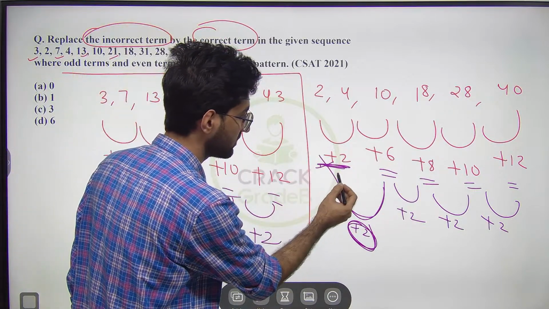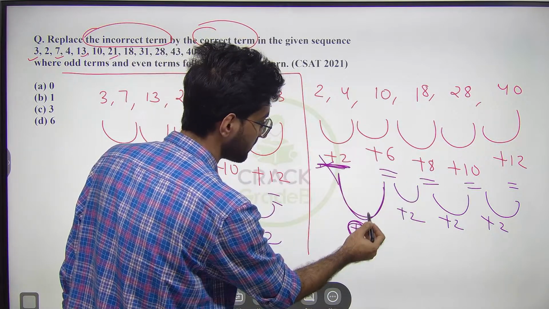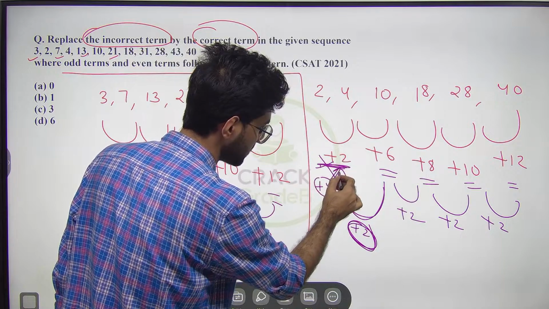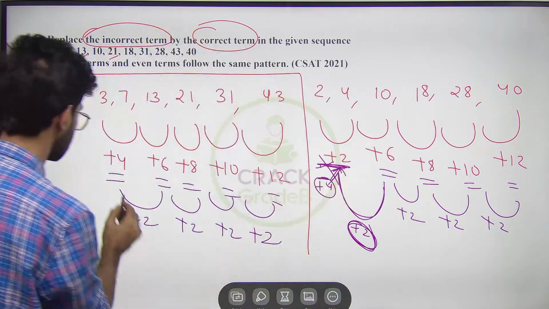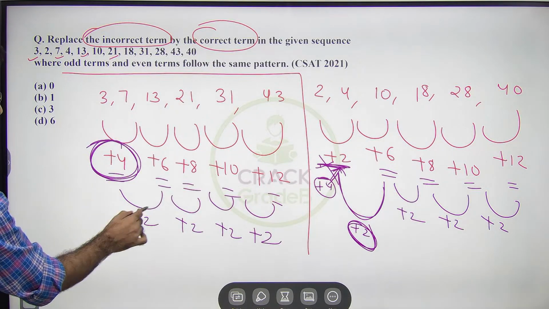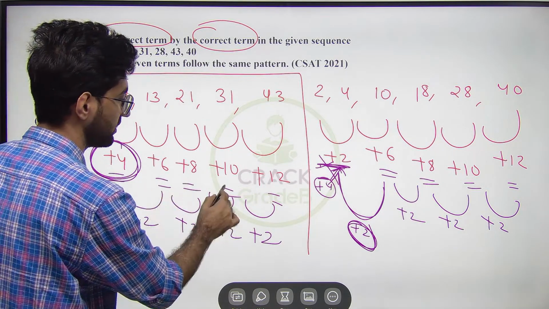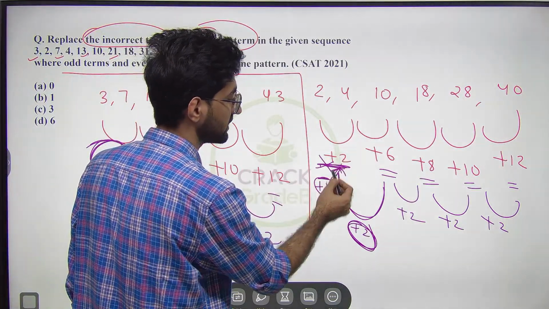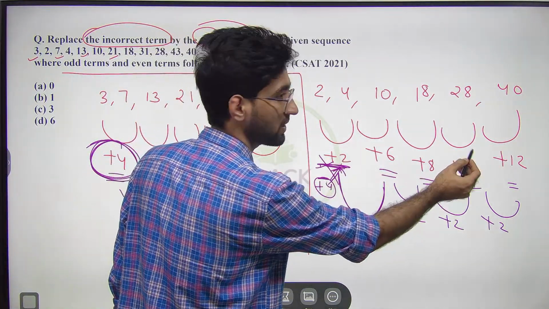There should be, see, plus 4 at this place. Let us look at this part. Plus 4 is at this place, right? Then plus 2 to 6, plus 2 to 8, plus 2 to 10, plus 2 to 12. So similarly, plus 4 should be here, then plus 6, plus 8, plus 10, plus 12.